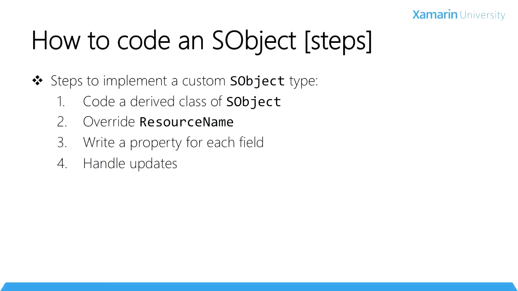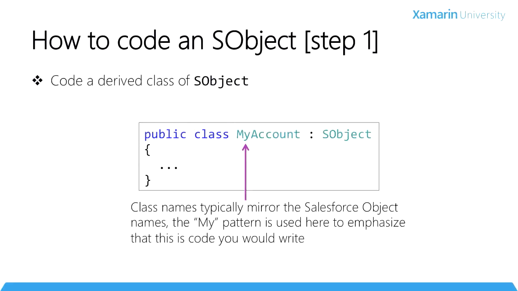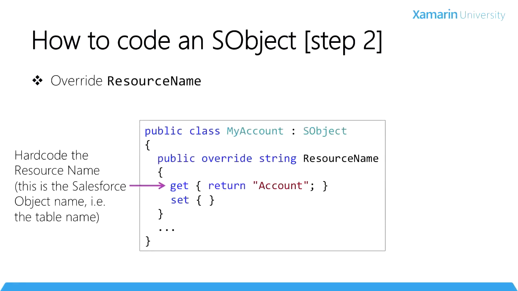There are several steps to coding a custom SObject. Most steps are mechanical and relatively simple. We're going to code a derived class of SObject, then we'll override the resource name, look at providing properties for each field, and then handling the updates. First, you create your SObject derived class. Then you provide the resource name as the name of the Salesforce object by overriding the base class resource name property. Code that uses this class now does not have to set the resource name on every instance like they needed to when working with the SObject directly.